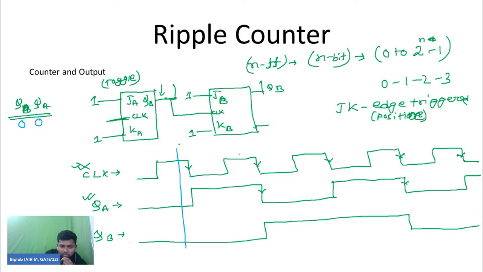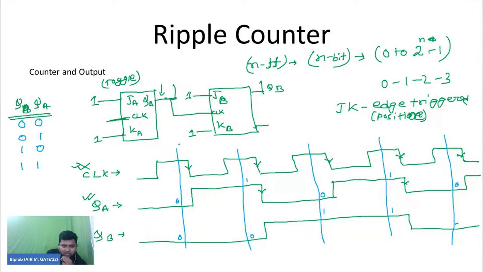Go to the next positive edge. In the next clock cycle, QA becomes 1 now. This was 0, 0. QA becomes 1, but QB is still 0. Now look at this cycle. QA is 0, but QB is 1. QB becomes 1, but QA remains 0. In this cycle, QA becomes 1 and QB also becomes 1. So again 1, 1. In this cycle, again both become 0, 0.